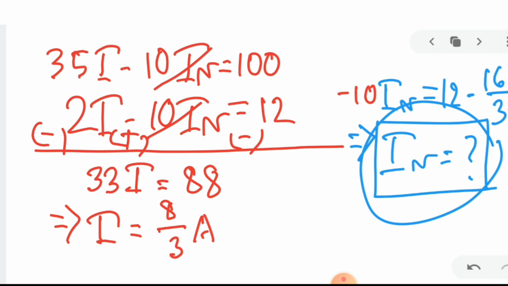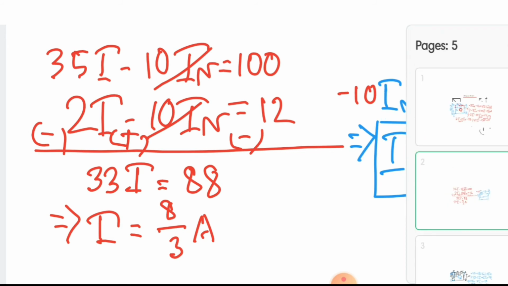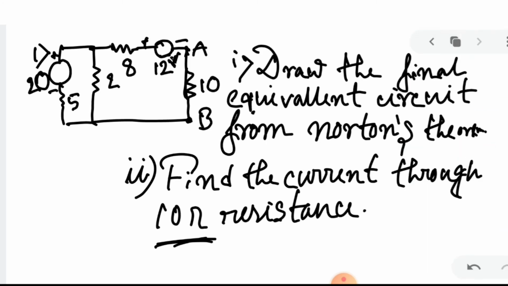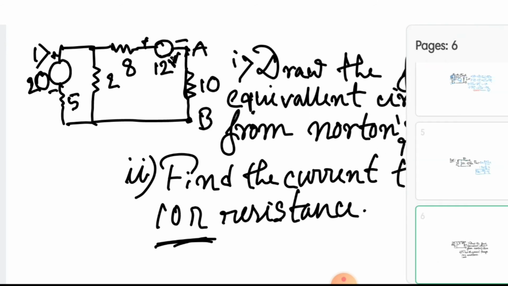Okay, and at last, what is the question? Draw the final equivalent circuit from Norton's theorem. What we have calculated is RTH and IN. So you can calculate it, and the final Norton's circuit is like that.